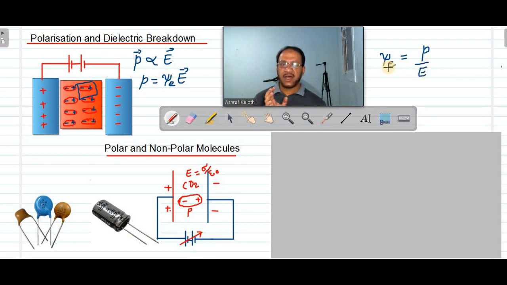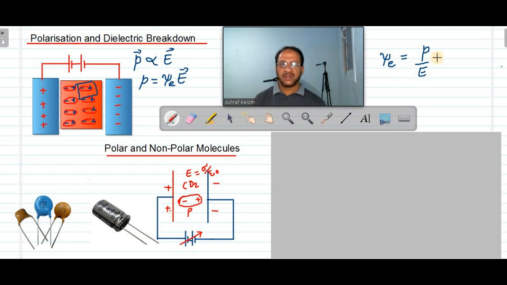If psi value is high, it means for a small electric field applied, we can get a large value of polarization. It means such molecules are very delicate. By applying a small electric field itself, you can elongate them and they will get polarized. If psi value is very less, they are very rigid molecules, and it is difficult to polarize. You have to apply a large, strong electric field, then only the molecules will get elongated.